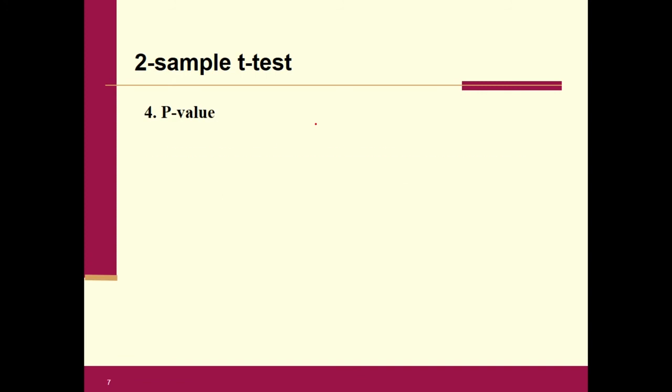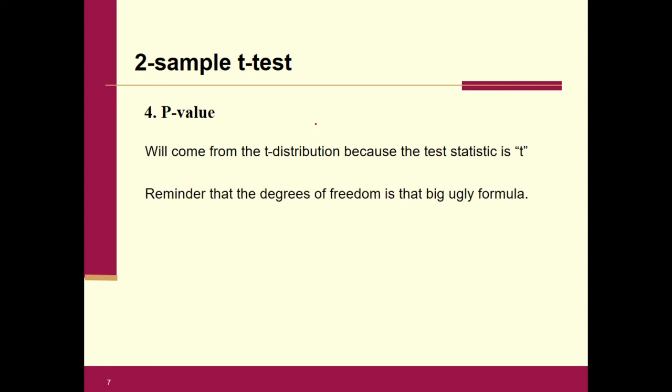All right, p-value. That'll come from the t-distribution because the test statistic is t, right? So the test stat is t, so we're going to go to the t-distribution. Now, reminder that the degrees of freedom is pretty ugly when you're comparing two population means, all right? And so we're going to use StatCrunch to help us figure out the p-value.